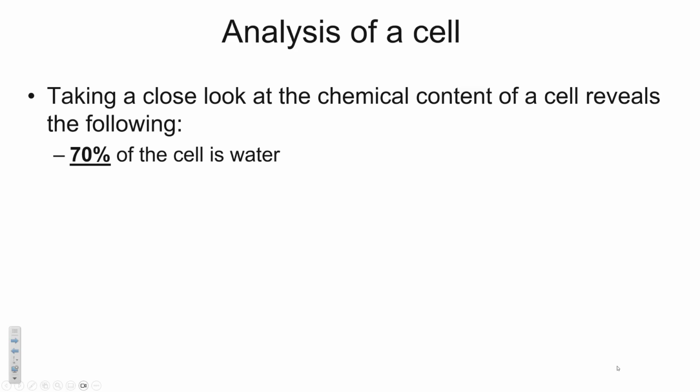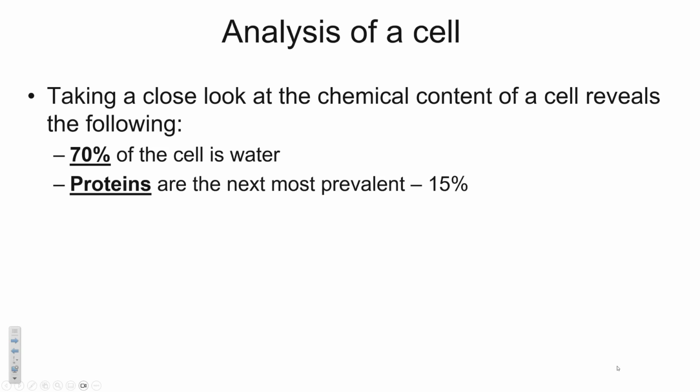So starting off with a broad look, most of a cell is water. About 70% on average. It's going to depend on what cell and what condition. The next most prevalent thing are proteins. So proteins are going to make up a large chunk of what's left over after the water. The remainder of that is going to be much more spread out. So we're going to keep those two things as the broad components.